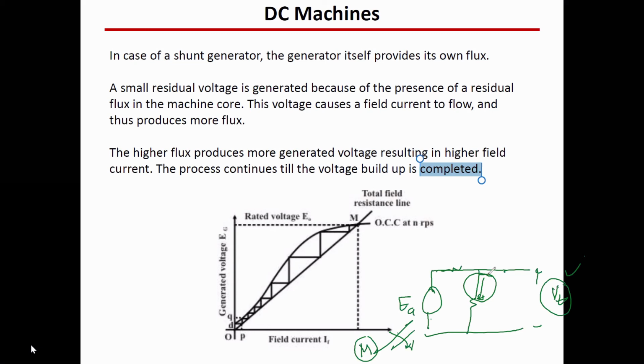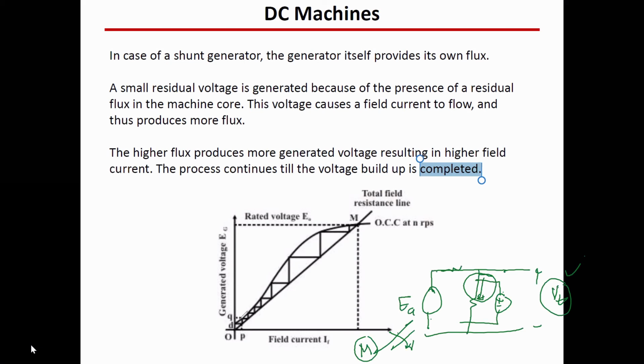One practical concept is to start the machine with a battery. It's like we start it as separately excited, and after that, when it runs, it shifts to shunt or self-excited. So one way is to bring a battery and just provide the current, and after that you disconnect the battery.